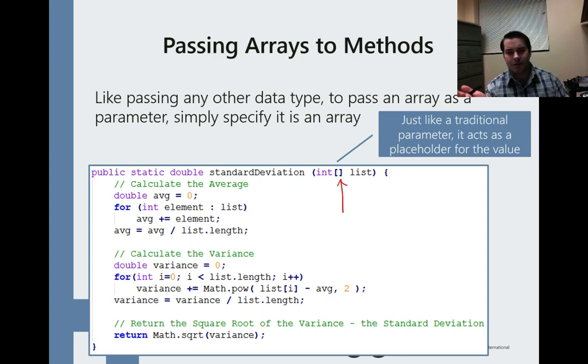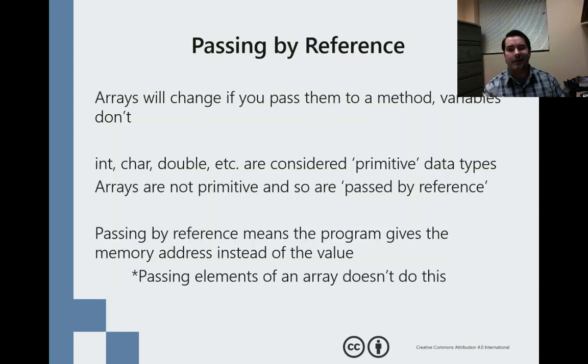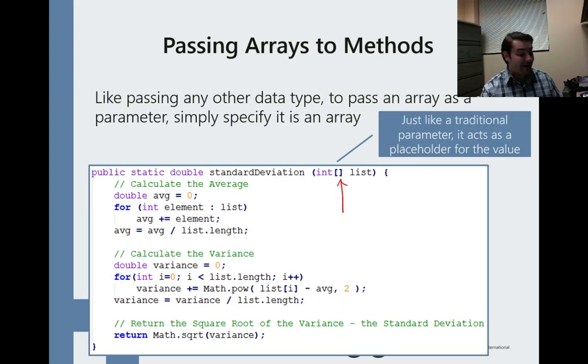So the issue is we are doing something called passing by a reference. And again, arrays are complex, so I can't just pass by a value. What happens is that I actually am giving the memory address of this. Instead of the values, which I would normally do inside of a traditional int i, or double i, or char i, when I say int square brackets list, I'm giving it the memory address.